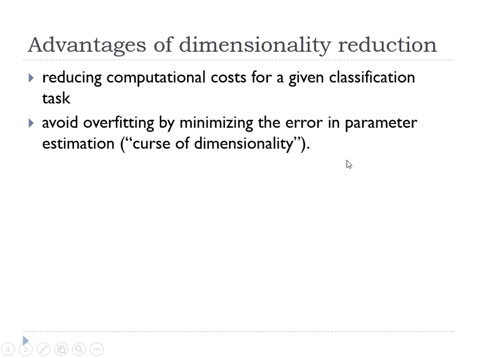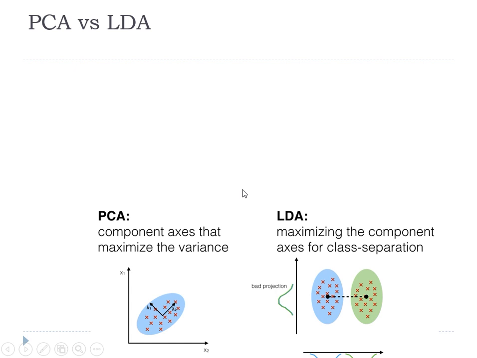So what is the curse of dimensionality? It is a problem where the dimensionality of your data set is so huge that the errors in your parameter estimation will be very big, thereby resulting in overfitting. So if you go for dimensionality reduction, you can reduce the curse of dimensionality and avoid overfitting.